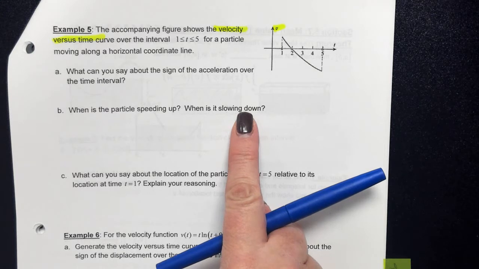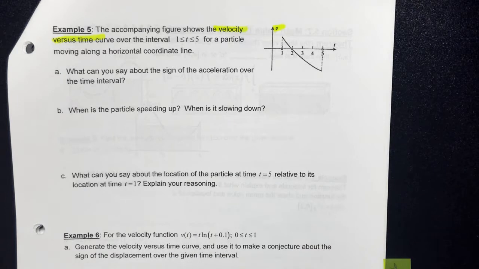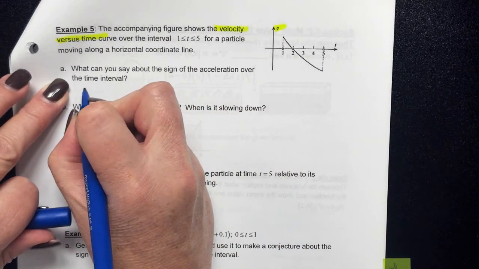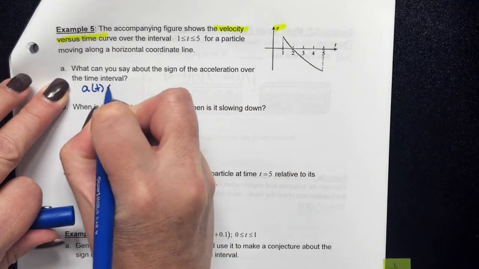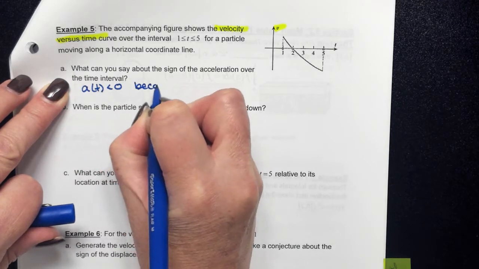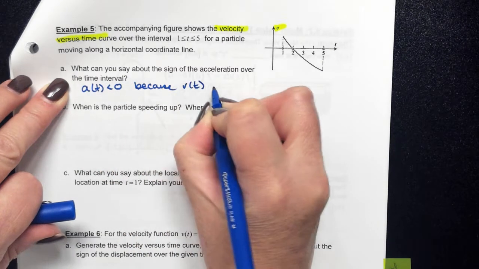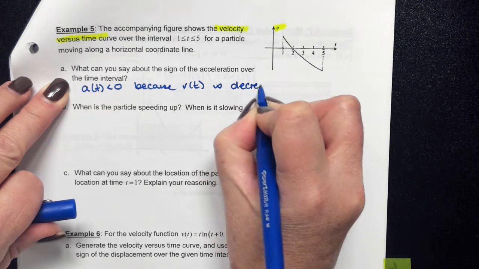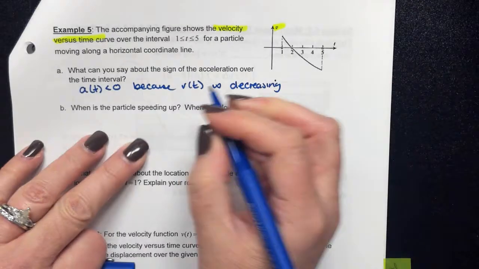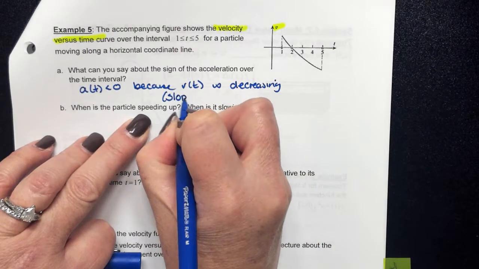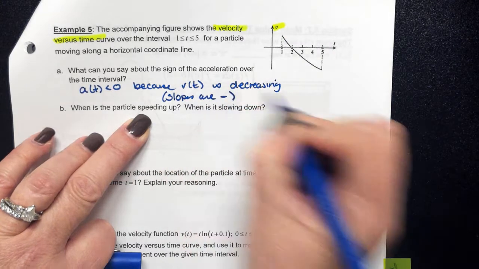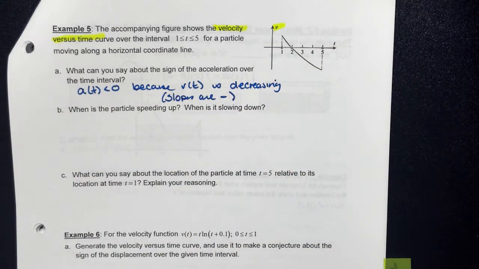How do you know? It's sloped downward, or we could say that v of t is doing what? It is decreasing. So it is negative. So a of t is less than 0 because v of t is decreasing. And again, remember that means your slopes are negative. So your acceleration is negative.